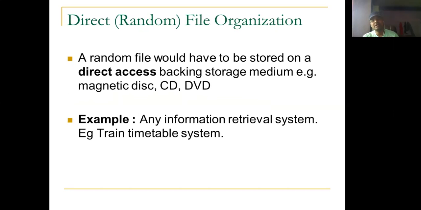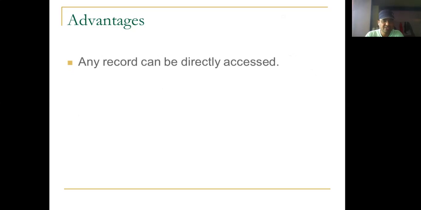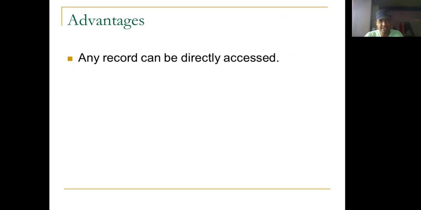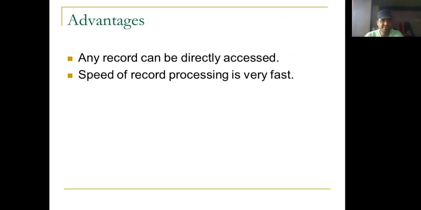An example of a direct or random file organization is any information retrieval system, for example, a train timetable system. Here are some of the advantages of direct or random file organization. Any record can be directly accessed, as the name indicates. The speed of record processing is very fast due to the direct access of any record from the file.